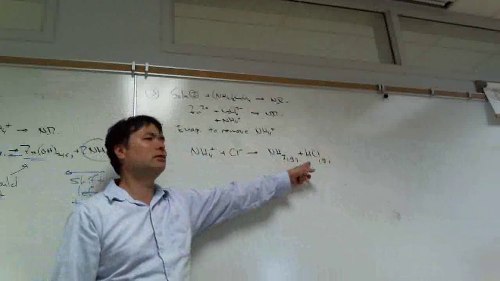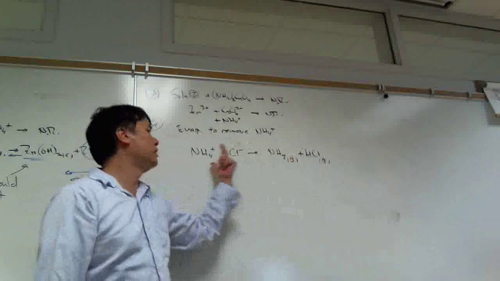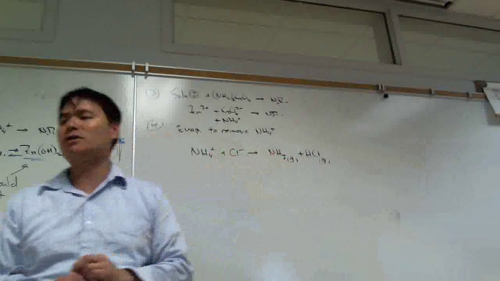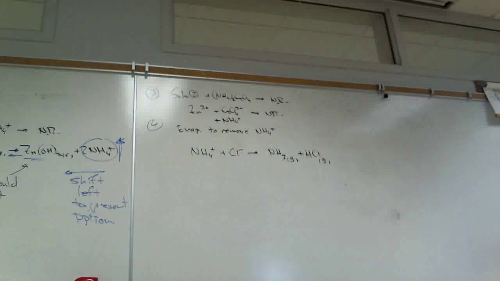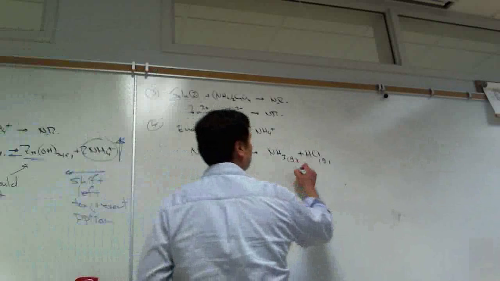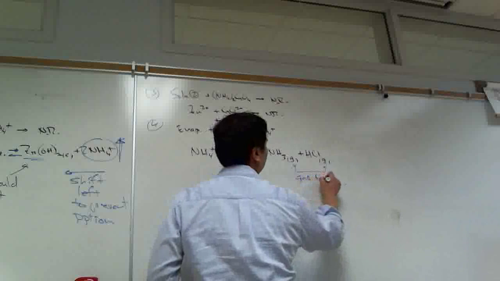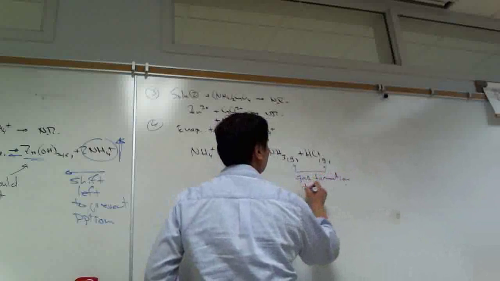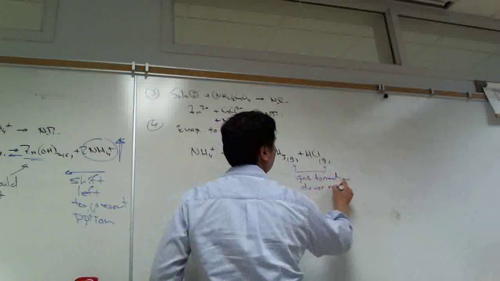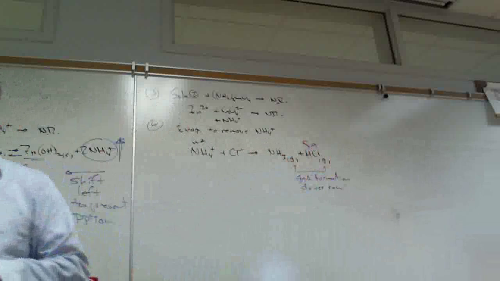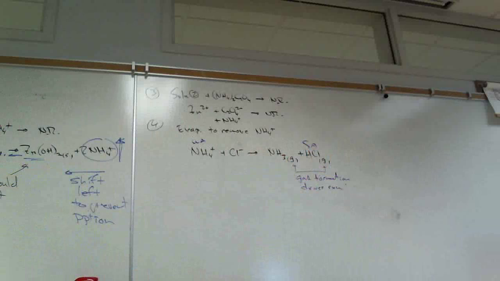If you look at this reaction, the driving force is in the reverse direction. This is a strong acid, HCl, going to a weaker acid, ammonia. And so there's really no driving force in the forward direction. And so the only thing that's driving this reaction forward is this gas formation. All right, what's next?